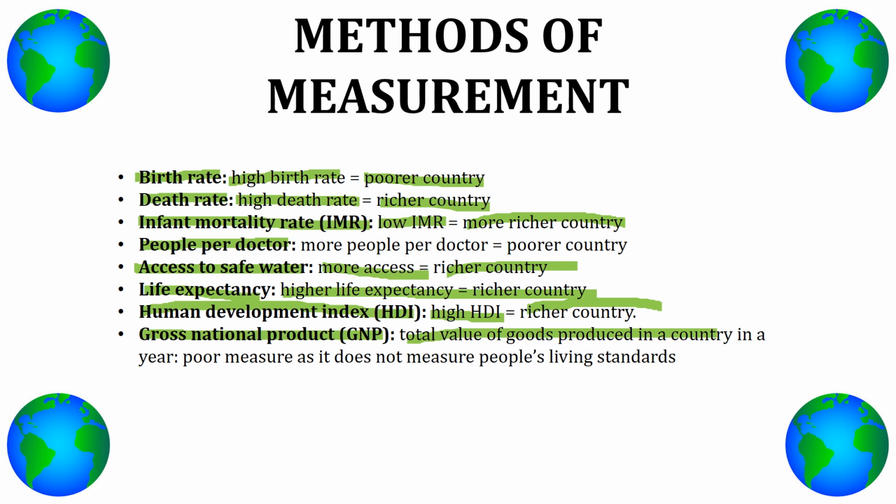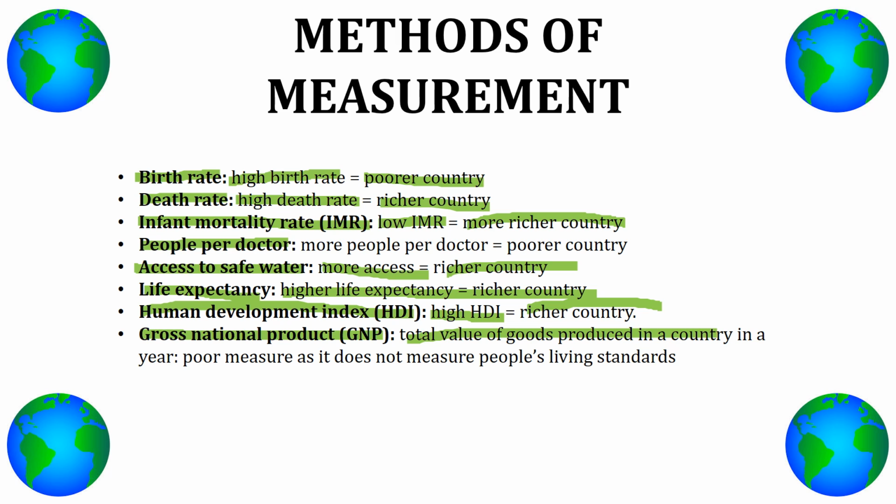So that's why it's actually a richer country, because in richer countries they've got better access to healthcare, nutrition, sanitation, clean water. So that's why there's a higher death rate than birth rate in richer countries, because obviously in richer countries you've got more access to contraception.